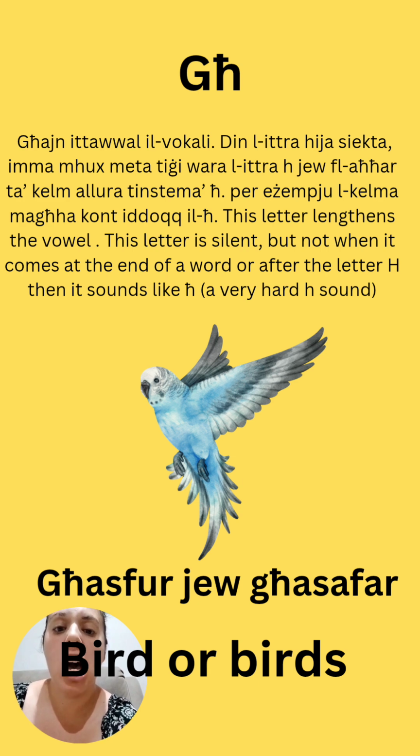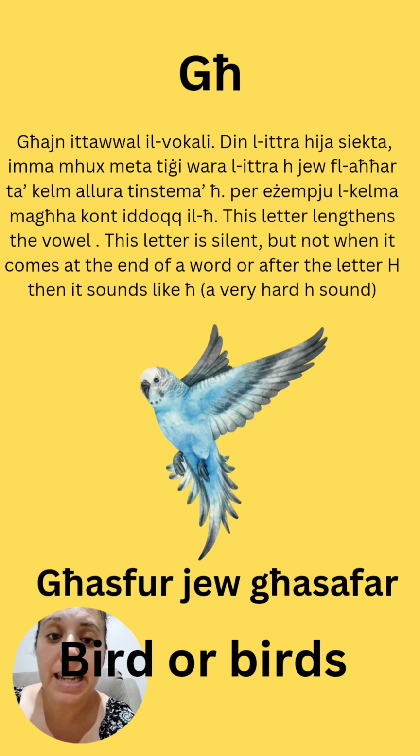Allura tisema h. Per eżempju, il-kelma magħha, with her. This letter, these two letters, the G and the H, it lengthens the vowel. So when you're saying a word, it lengthens the vowel that it comes after. So you're saying a long sound, okay?